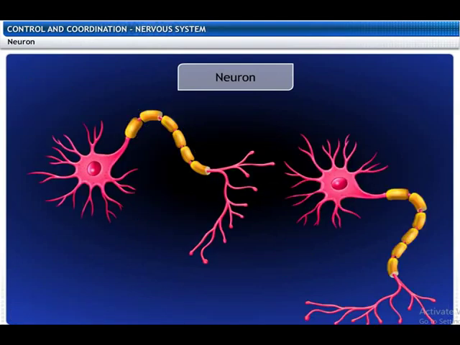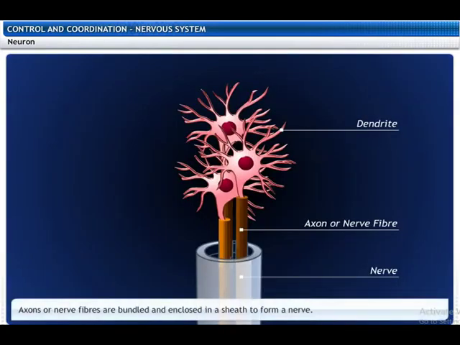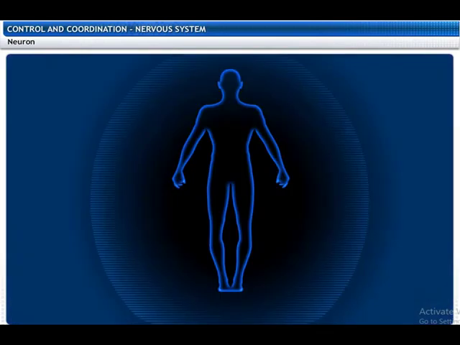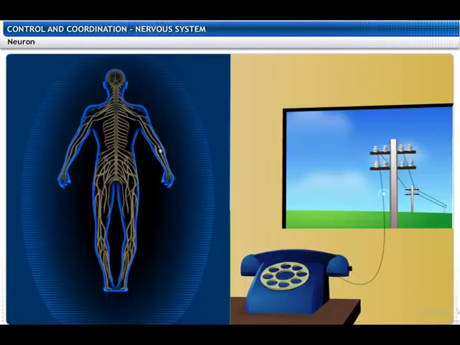The axon terminals of each neuron are placed near the dendrites of another neuron. This gap between the two neurons is called a synapse. All such axons or nerve fibers are bundled and enclosed in a sheath to form a nerve. Nerves are seen as thin threads that emerge from the brain and spinal cord and branch out to all parts of the body. Nerves carry messages back and forth, similar to telephone wires.